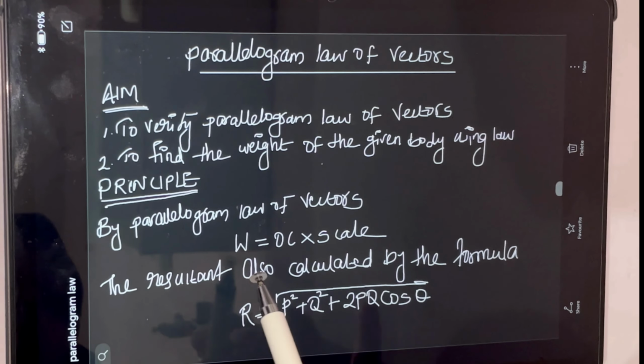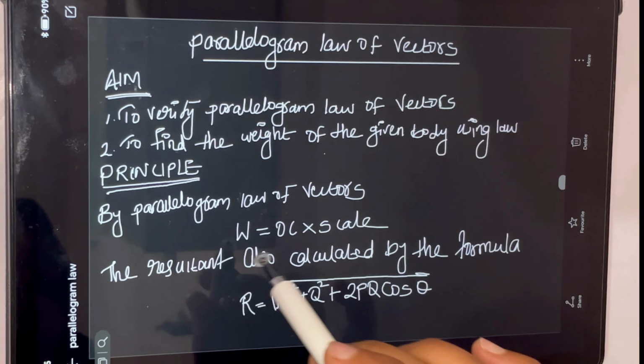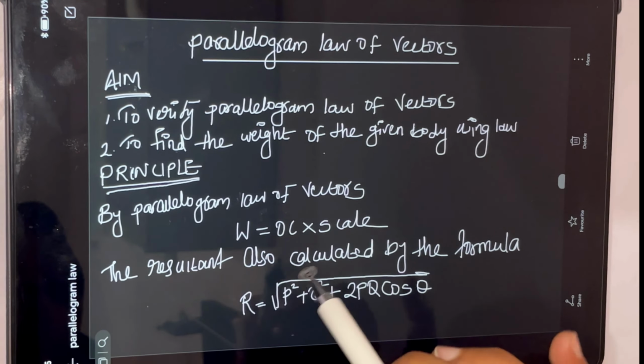About the principle, the first formula we have to use is W equals OC into scale. I will show you what OC and the scale are. The next formula is R equals under root P square plus Q square plus 2PQ cos theta. With these two formulas, we have to find the weight of the unknown body. First, we have to make sure that these two are in equilibrium and this is in a constant position, meaning unwanted oscillation is not required.